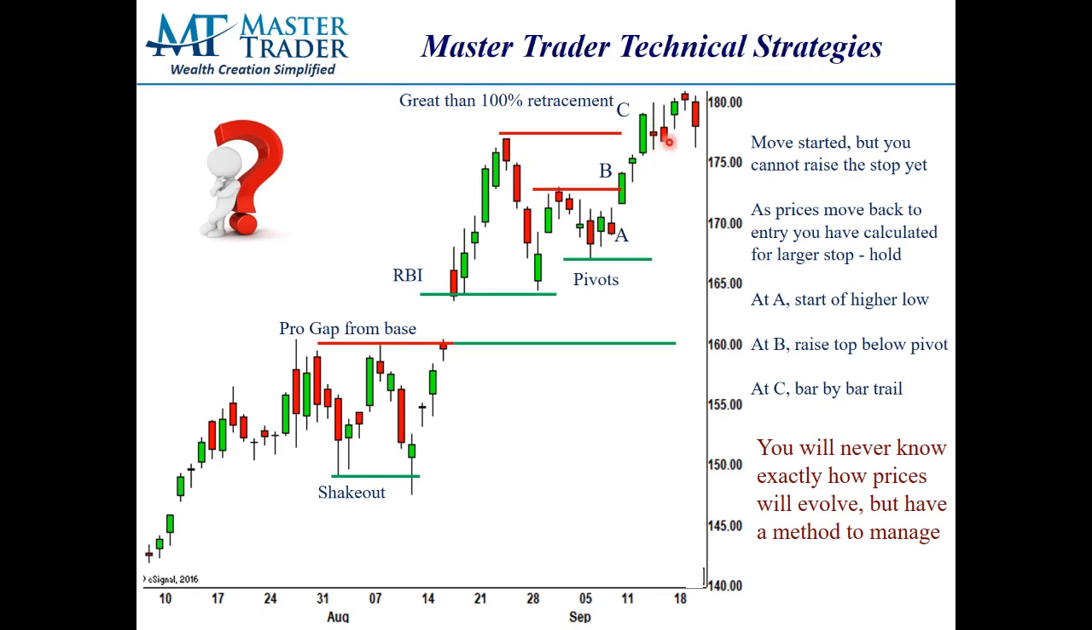So we would just have to sit through this type of price action, and we could sell half bar by bar, trading under that bar's low. We sell half our position and then wait for prices to pivot. And once they pivoted and continued to move higher, if they did, then we could raise our stop under that pivot or swing low. You're never going to know exactly how prices are going to evolve, but we have a method to manage them.